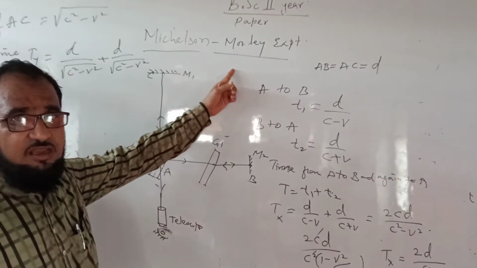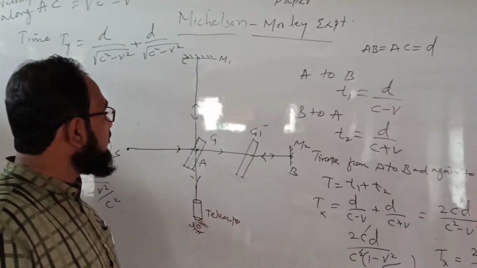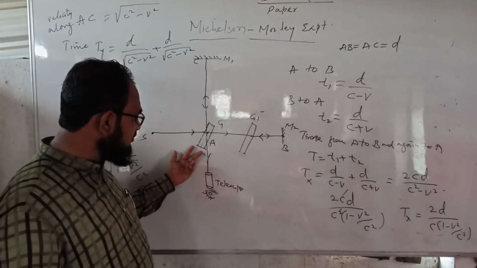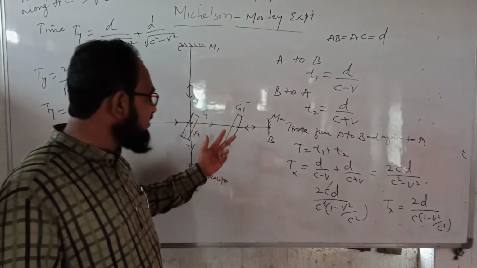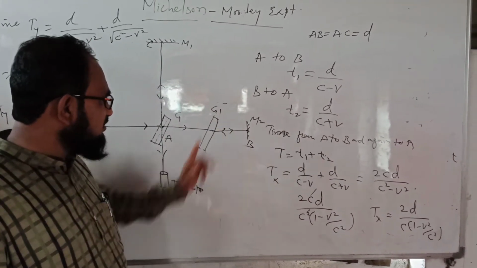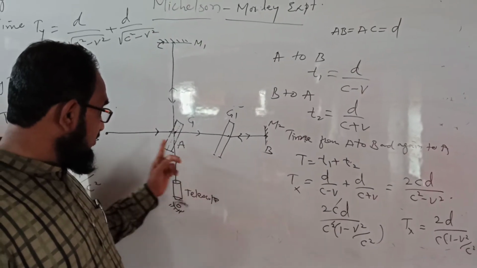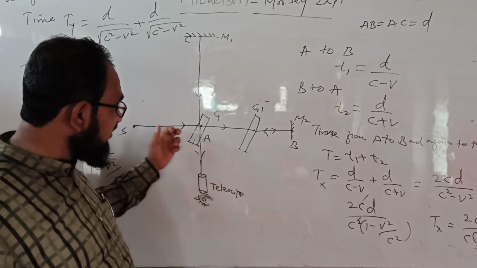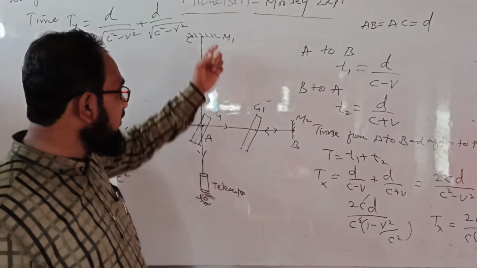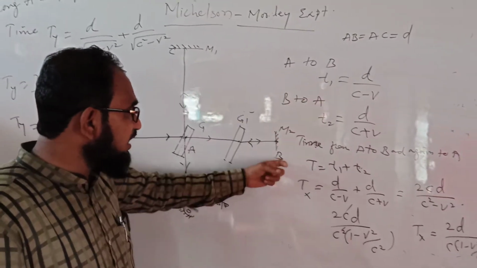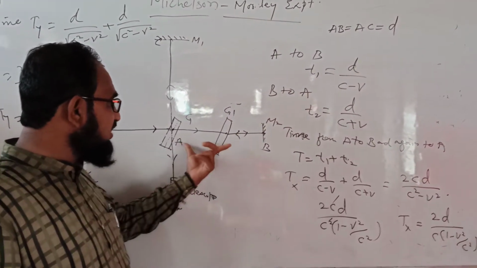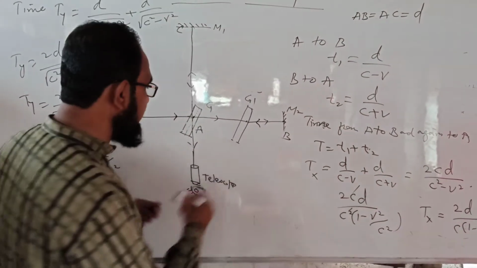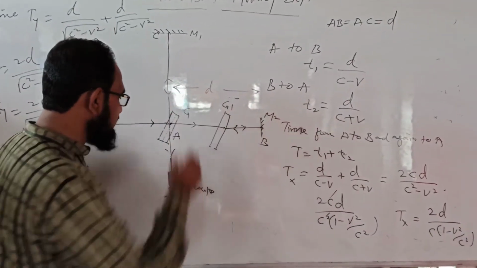To prove this, Michelson and Morley designed the apparatus using two glass plates. One is a semi-silvered glass plate G and another is a plain glass plate G1. Glass plate G is semi-silvered because it will partially reflect the light towards the mirrors M2 and M1. These two mirrors M1 and M2 are placed at equal distance from the silvered glass plate G. Suppose this distance is small d.